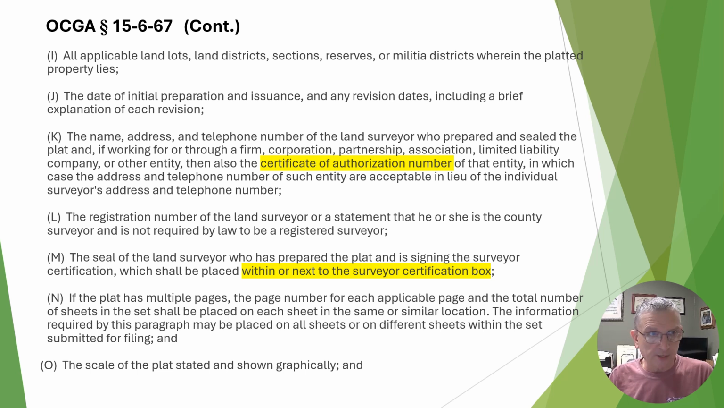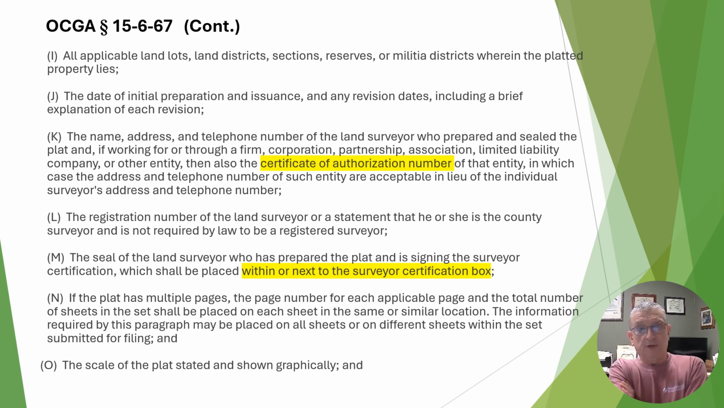If you look here at paragraph K, the certificate of authorization number of the entity that performed the survey, or if it is an individual surveyor operating in his or her individual capacity with no reference to any LLC, corporation, partnership, affiliation, or otherwise, just strictly Thomas Jefferson PLS number 1, then there is no requirement for a certificate of authorization. L, the registration number of the surveyor, or that he or she is not required by law because they are a pre-1978 elected county surveyor. We don't have many of those left anymore.